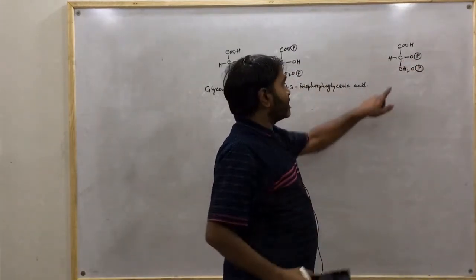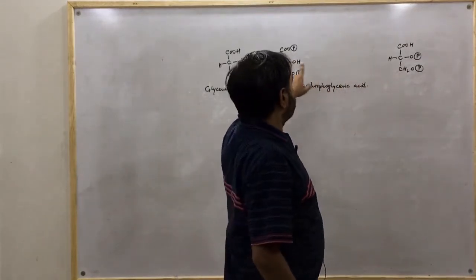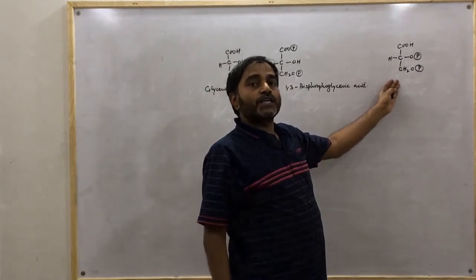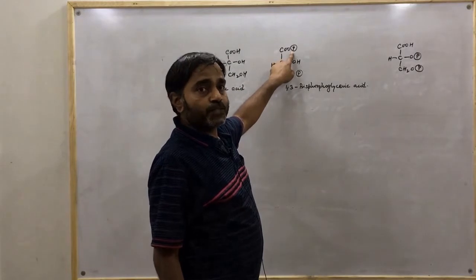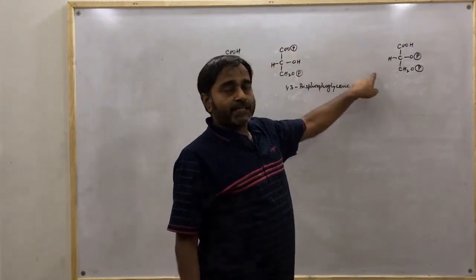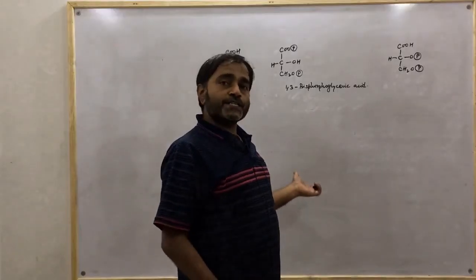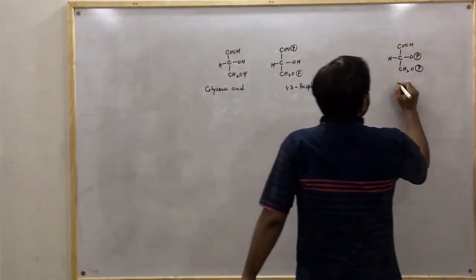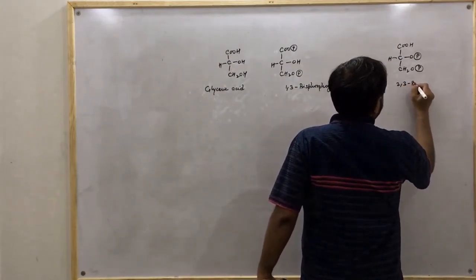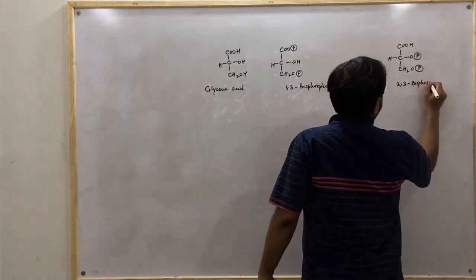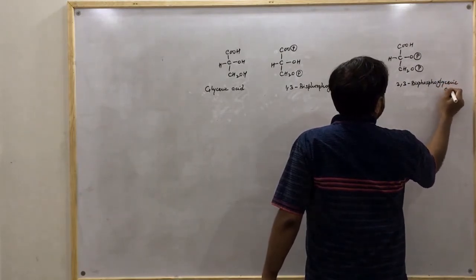This is the second position and this one is the third position. So this will be 2,3-bisphosphoglyceric acid. You have seen that the bisphosphoglycerate mutase enzyme causes the shifting of the phosphate from the first position to the second position, and that is evident from the loop we have seen in the glycolysis that occurs in erythrocytes. So this is 2,3-bisphosphoglyceric acid.